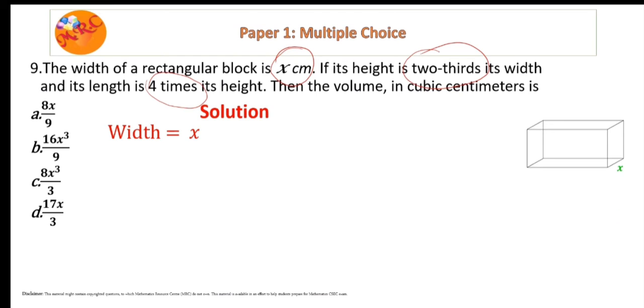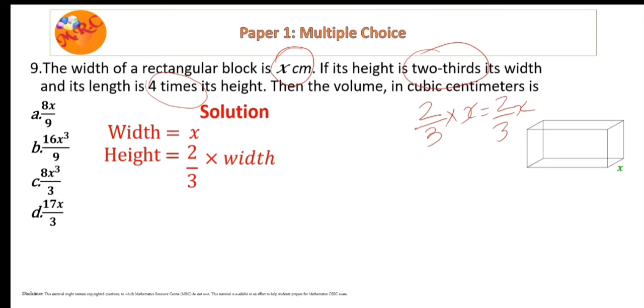Good. Now that the width is x centimeters, they move on to say that the height is 2/3 its width. The 2/3 its width means that it's going to be 2/3 times x, which gives me 2/3 x. So my height is actually 2/3 times the width, which is 2/3 x.